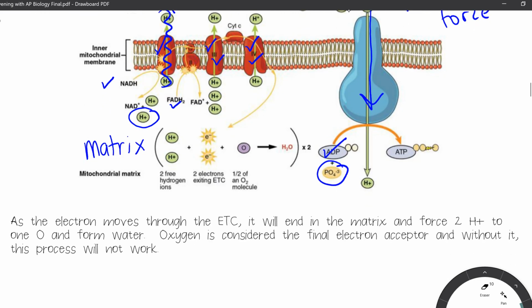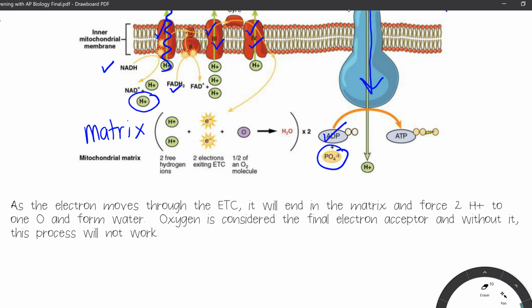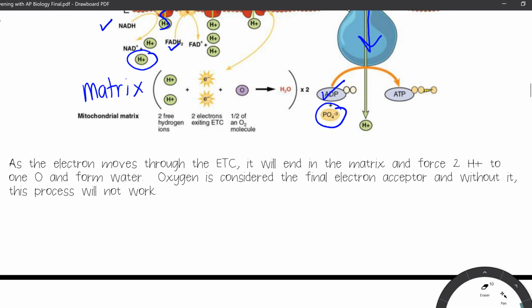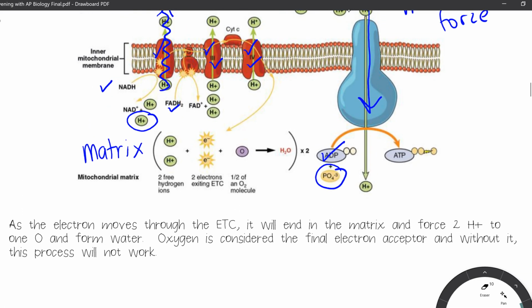So this electron transport chain is going to pump the hydrogens across into the intermembrane space, then allow them to come screaming back in through the ATP synthase, generating a lot of ATP.